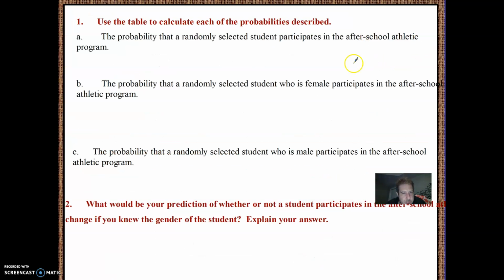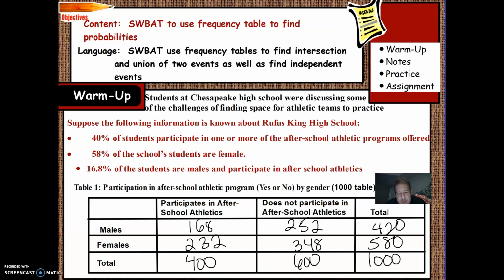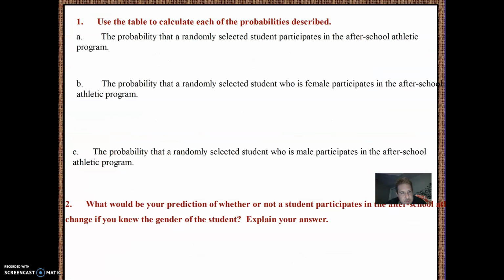Okay. The probability that a randomly selected student participates in an after-school athletic program. A randomly selected student participates in athletics. That was your 400 out of 1,000, or 40%. That was given to you. Okay, so we've actually done all of these things. Use the table to calculate each of the probabilities described.